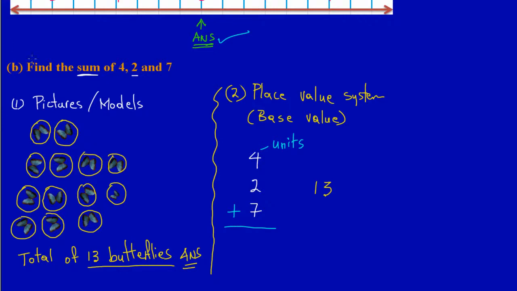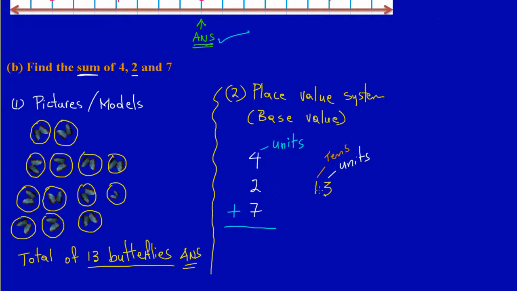Remember now, when we were looking at the place value system, we said that when you have double digits, the digit to the right, or the 3 here in this case, would fall in the units column. And the digit to the left, for example the 1 here, would fall in the tens column.